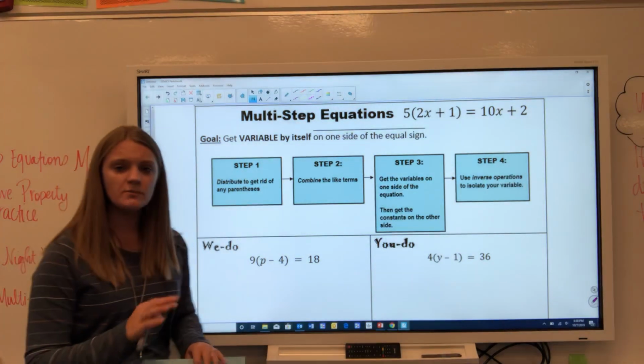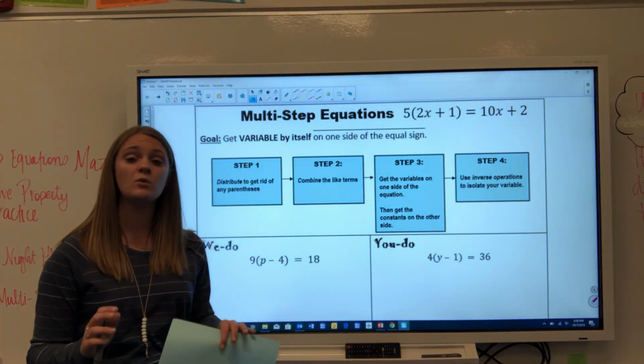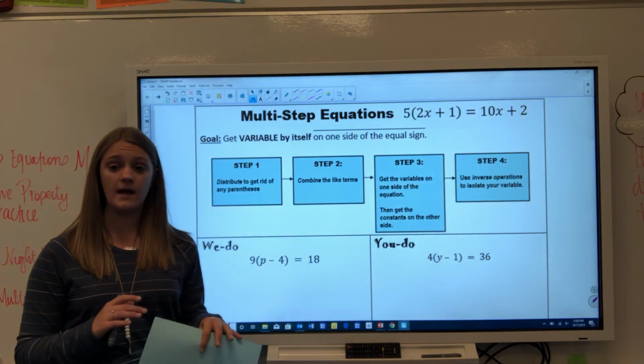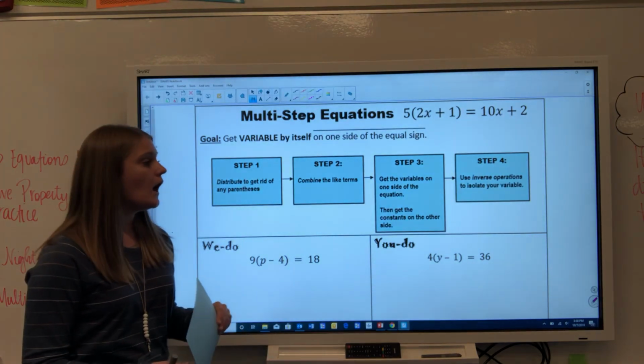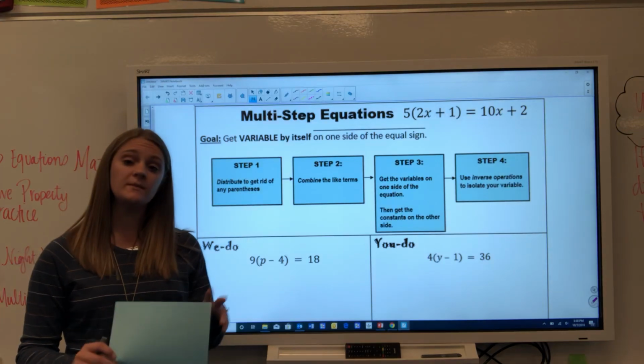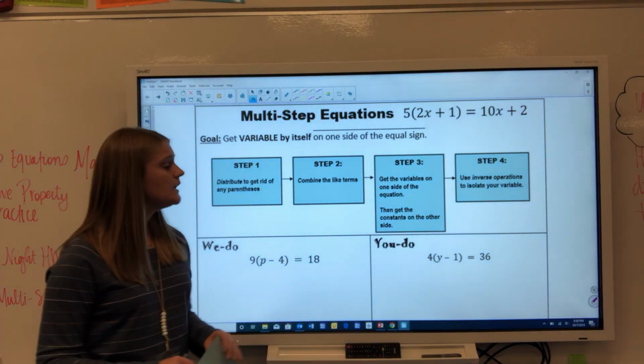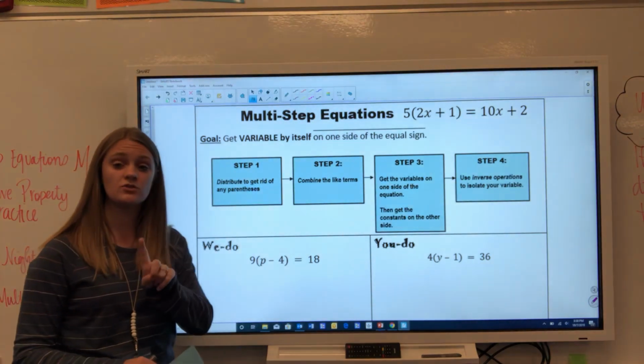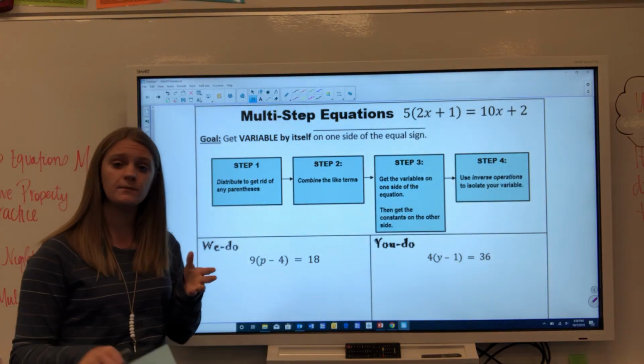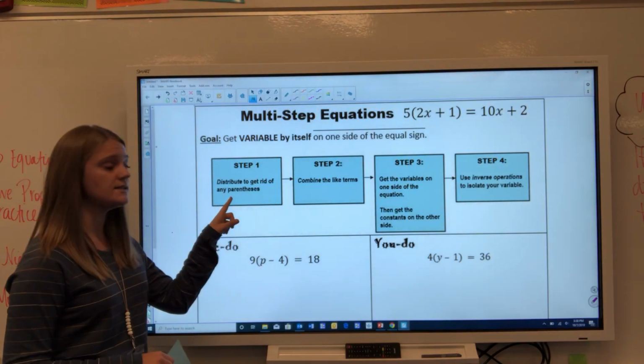All right, so your goal, no matter what size equation, is to get the variable by itself on one side of the equal sign. That way we know its value. As far as a multi-step equation, there's going to be a lot going on, and there's a specific order in which you have to attack each part. So first things first, you always distribute first. You want to know what you're working with. So distribute to get rid of any parentheses.